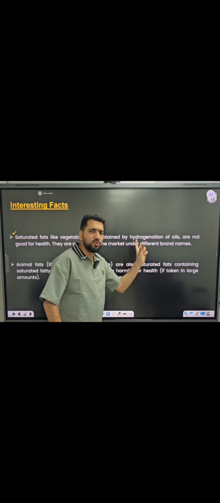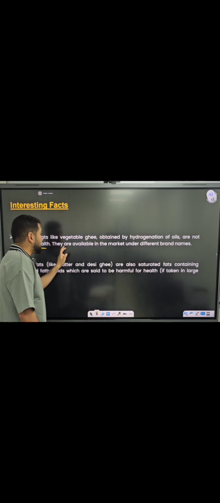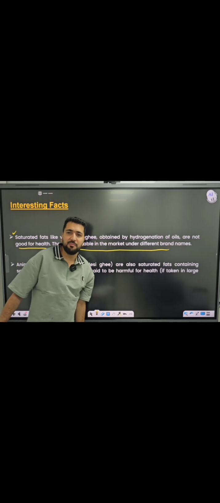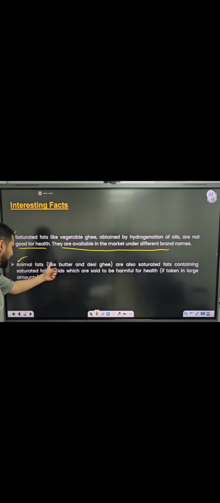Now let's move ahead. Let us discuss one interesting point. Look here. Saturated fats like vegetable ghee obtained by hydrogenation of oils are not good for health. They are available in the market under different brand names. Animal fats like butter and desi ghee are also saturated fats, meaning single bond containing saturated fatty acids, which are said to be harmful for health. So whenever it comes to saturated, it's considered not good for health.